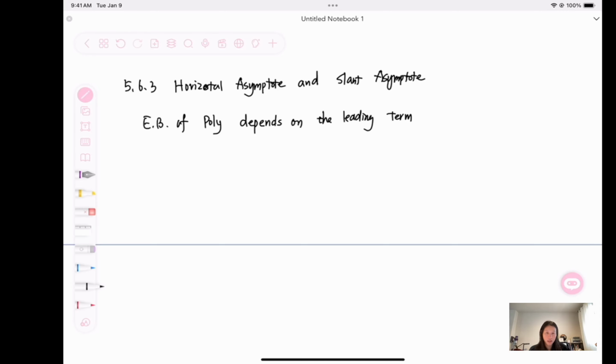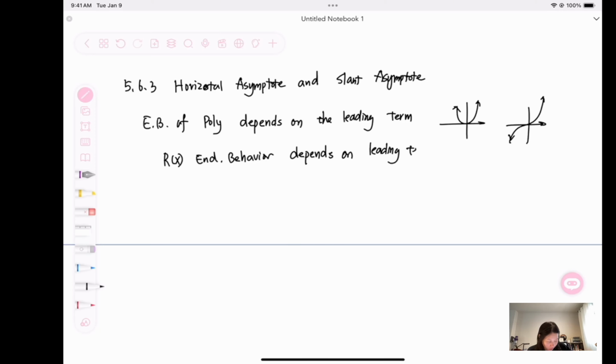If the degree is even, it would be similar to the quadratic function, looking like this. And if it's odd, it will be similar to the cubic function. So this is similar to the rational function. The end behavior of a rational function also depends on the leading term. So the leading term is the ratio of the leading term of the numerator polynomial and the denominator polynomial.